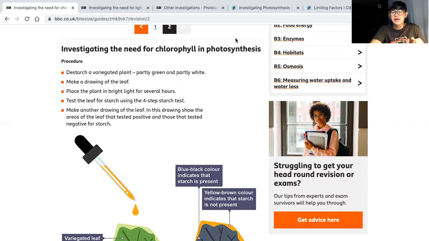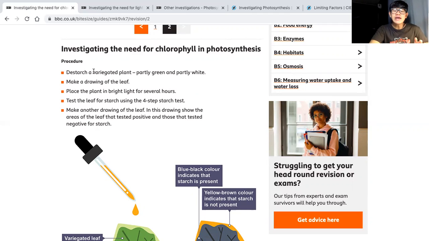The trick is we take variegated plants here. This is the important trick. We take variegated plants. You should know what a variegated plant is. A variegated plant simply means a leaf that has green and white at the same time. You've seen this, there are many in schools.